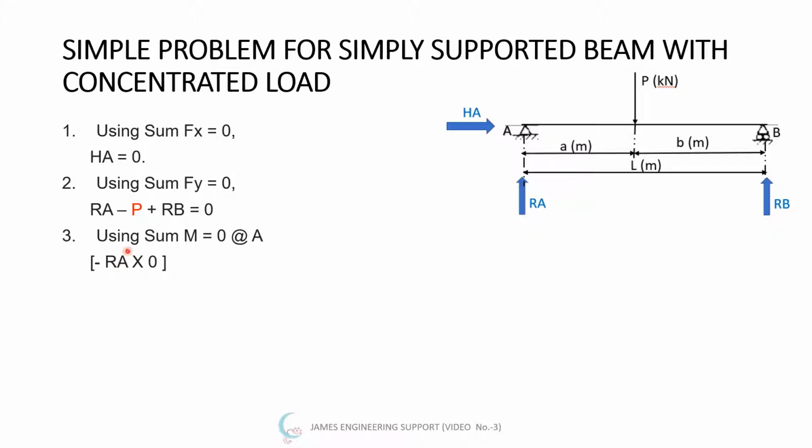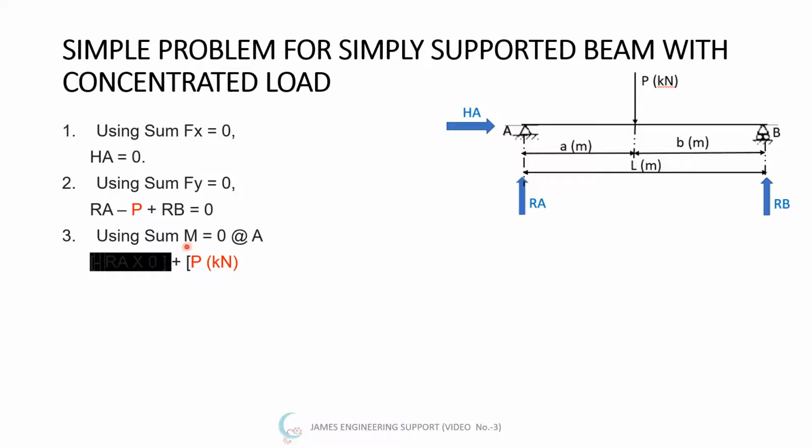Next we will consider the moment at A. So RA multiplied by 0; 0 means we are considering the moment at point A, so the lever arm will be equal to 0. This term may not be there in your problem. I'm just giving this term to give you an idea.